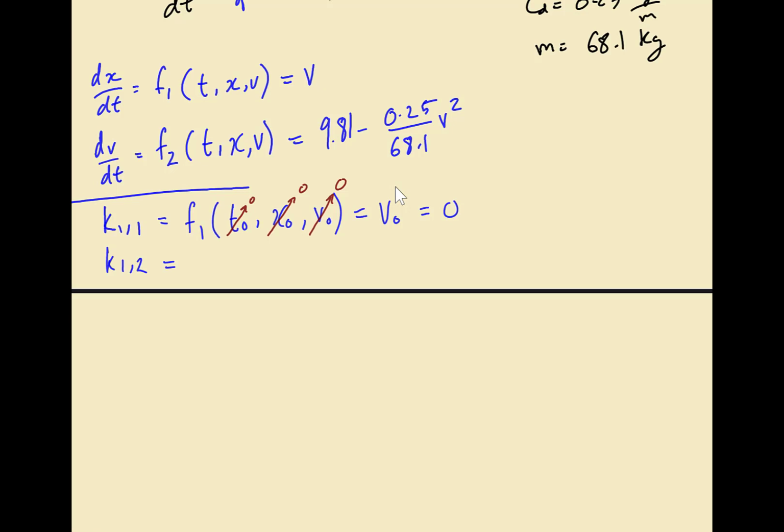is going to be the one for dv over dt. So f2, again, this is going to be 0, 0, and 0. This is going to equal 9.81 minus 0.25 divided by 68.1 times v naught, which is 0 squared. So this is equal to 9.81. So now we have the values for k1.